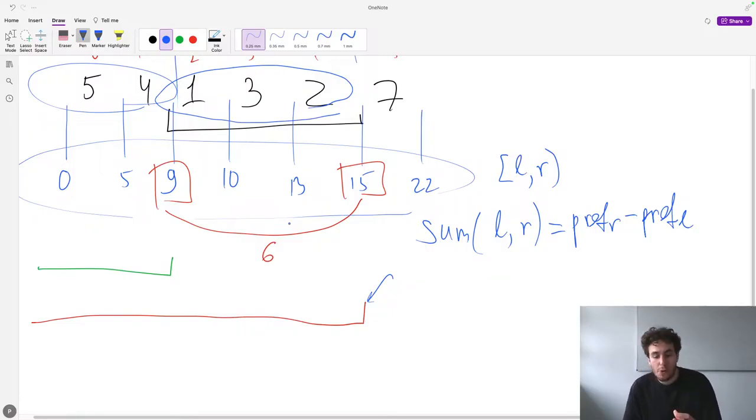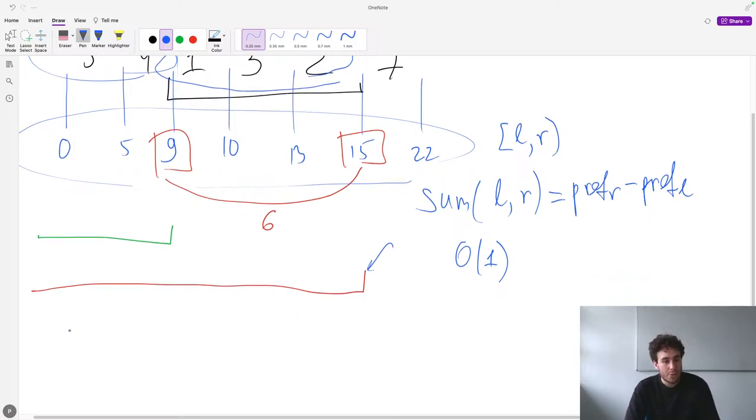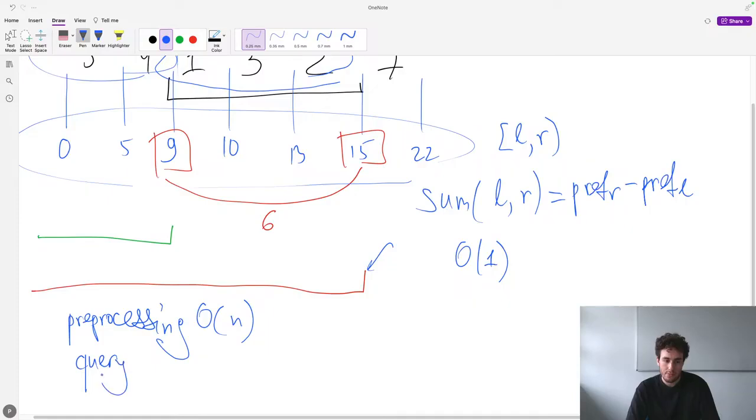So a data structure is some way to preprocess your data, preprocess your input, such that you can answer queries fast, right? Without this data structure, you would have to spend all of n time per query, but this way you can spend constant time, right? Because you just take two prefixes and subtract them from each other. So in this case, we have preprocessing time O(n), and query O(1).